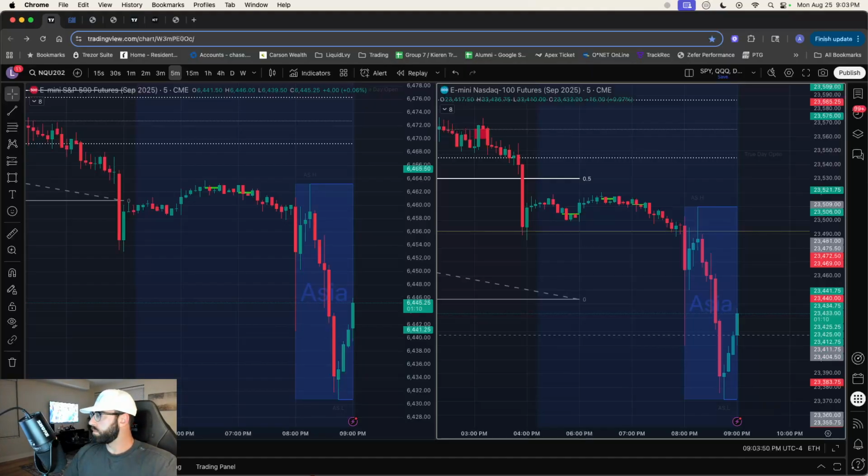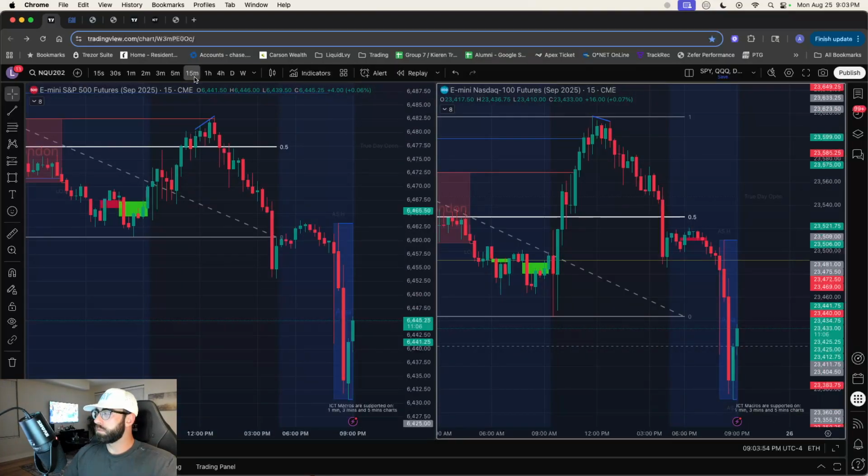Pre-market, from 4:20 a.m., we're accumulating, generating liquidity on a relatively high time frame. And then off market open, we get the manipulation.